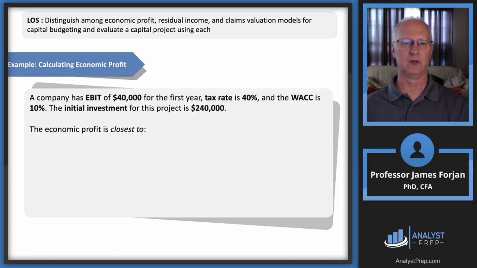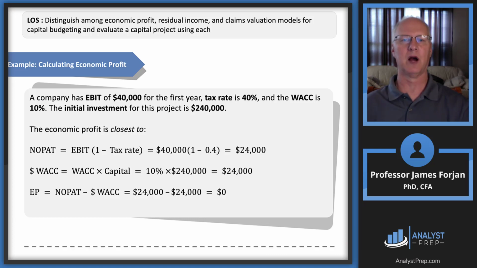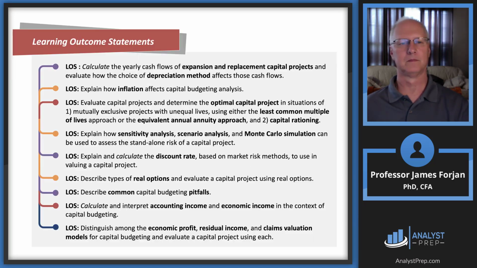Here's a super quick example. EBIT 40,000, tax rate 40%, initial investment; economic profit is closest to what? So let's do that net operating profit. You do all that, you get 24,000. We borrowed 240. There's the weighted average cost of capital of 10%. So we have 24 minus 24. Economic profit is 0. And that takes us through all of these.